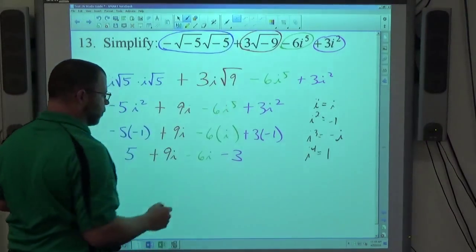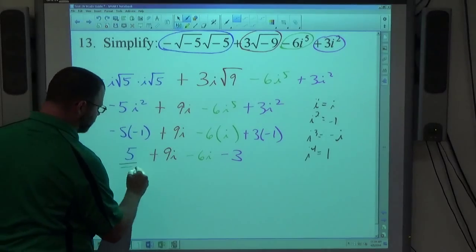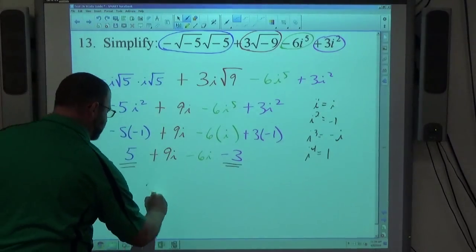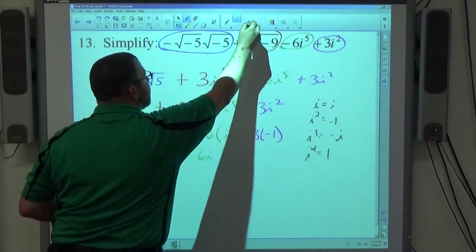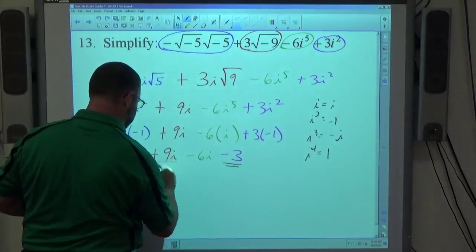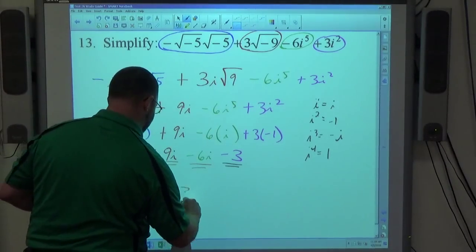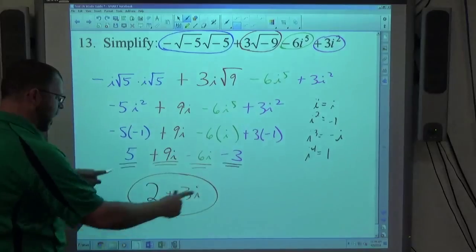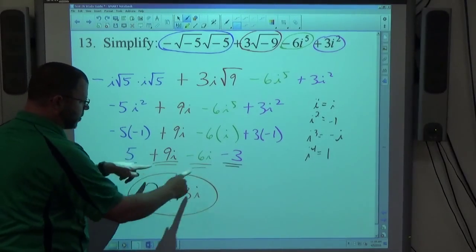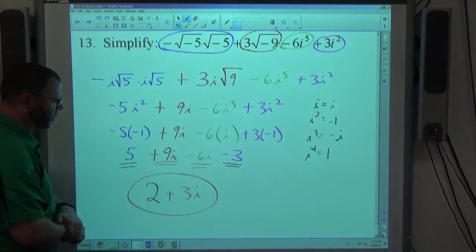And then it's just a matter of getting the real number and the imaginary number. Reals, 5 minus 3 makes 2. Imaginaries make plus 3i. Opposite sign subtract, 5 is bigger, positive. Opposite sign subtract, 9 is bigger, positive.